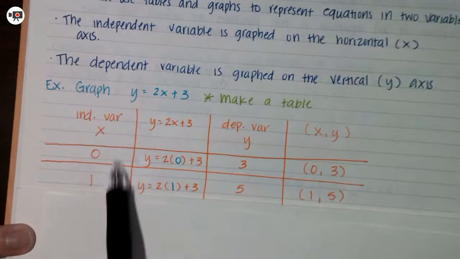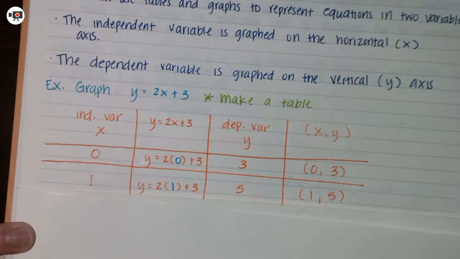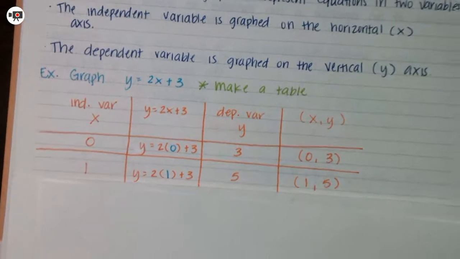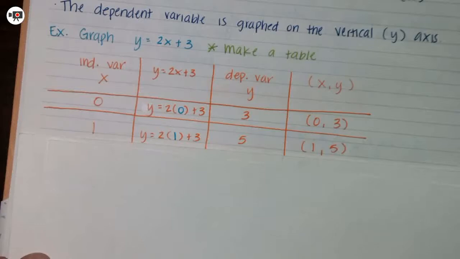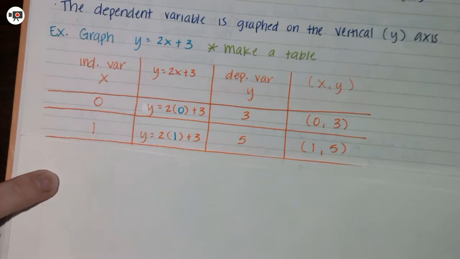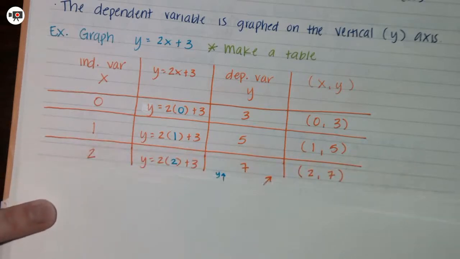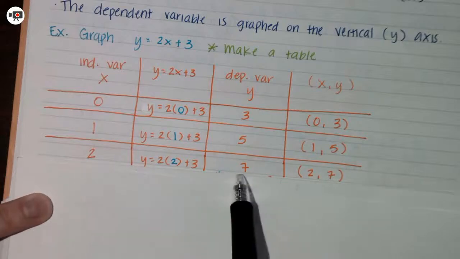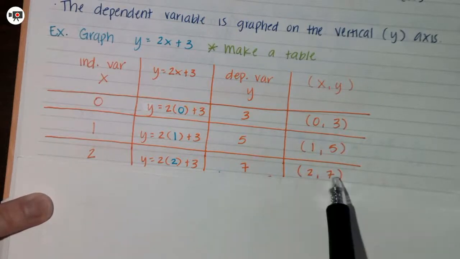I'm choosing points like 0 and 1 because they're nice simple numbers to work with. You could choose any number you wish, but choosing a higher number is going to be more complicated for you to do quickly. And then I'm going to choose when x is 2. And when x is 2, y is 7. So I have the point 2, 7.